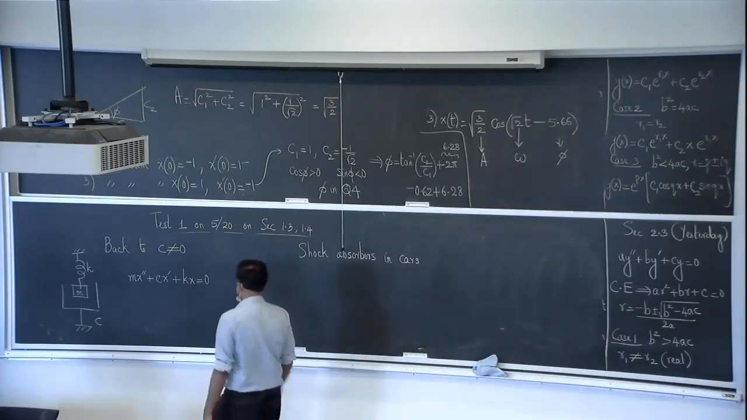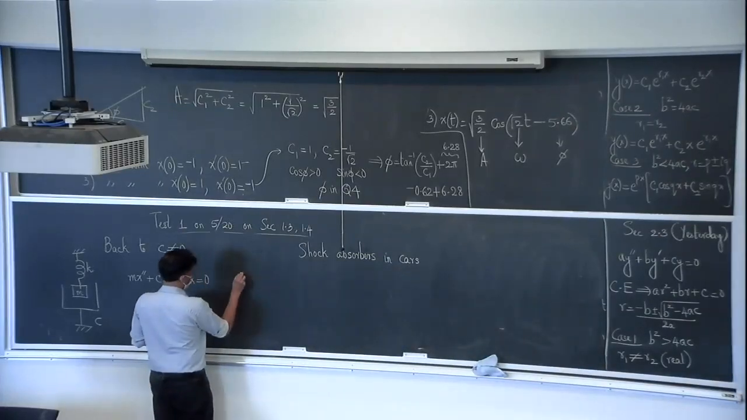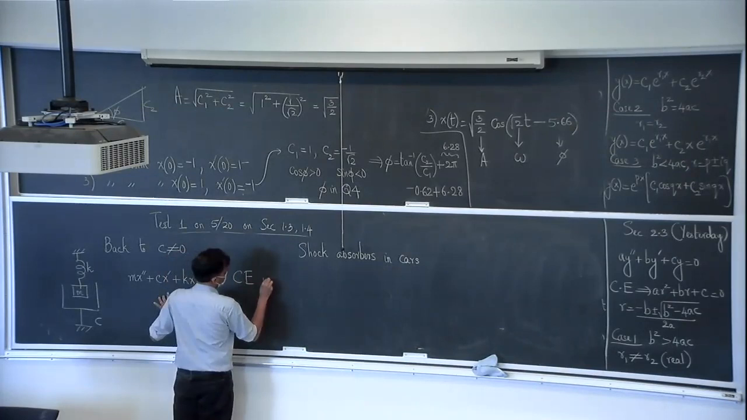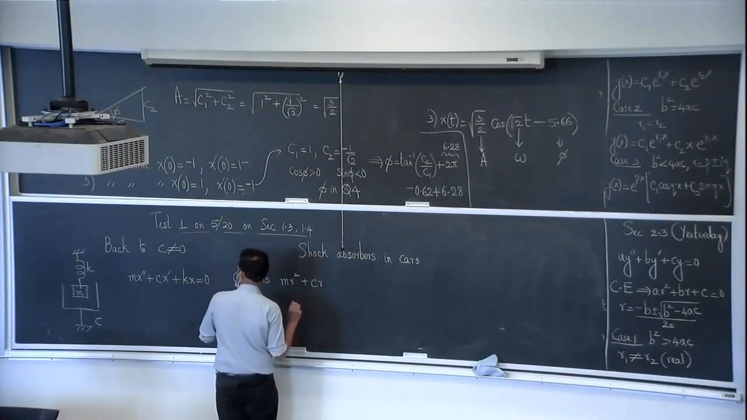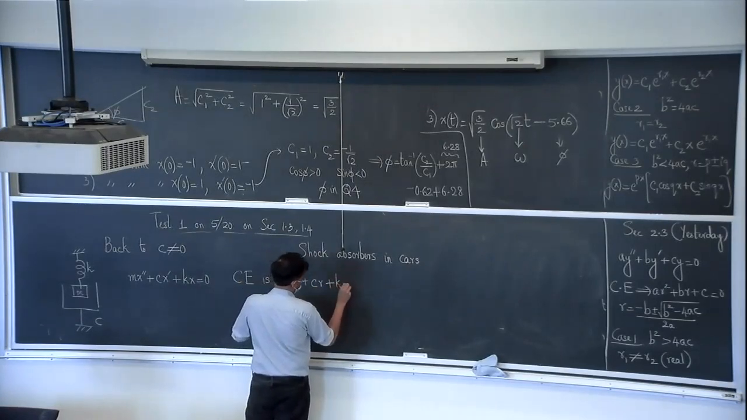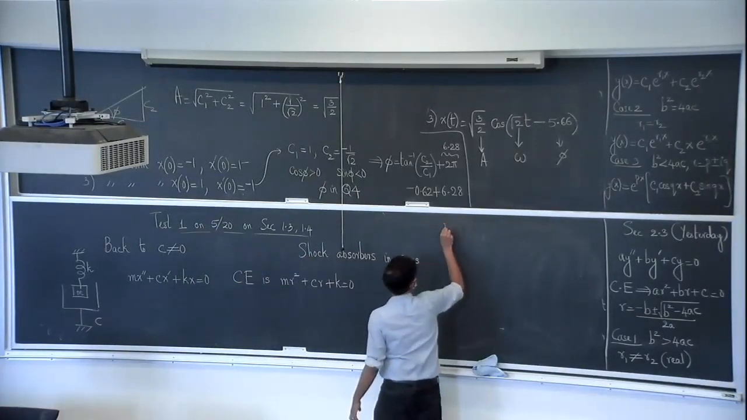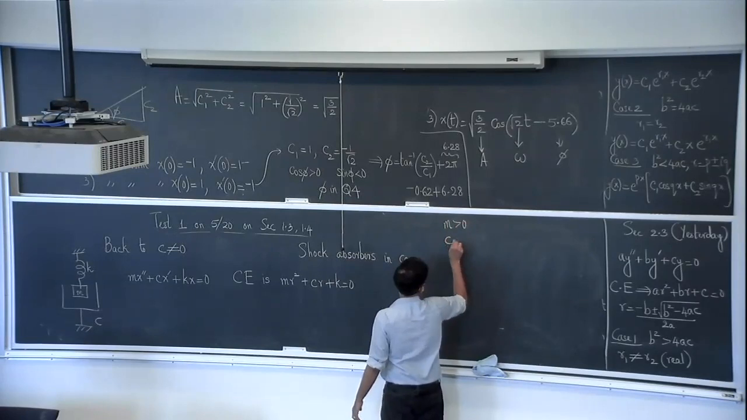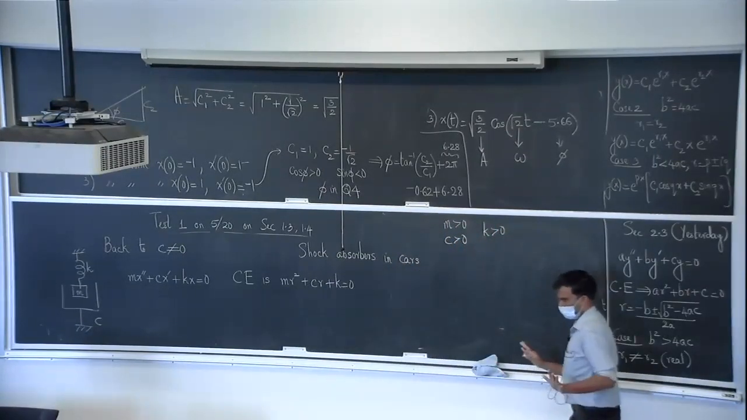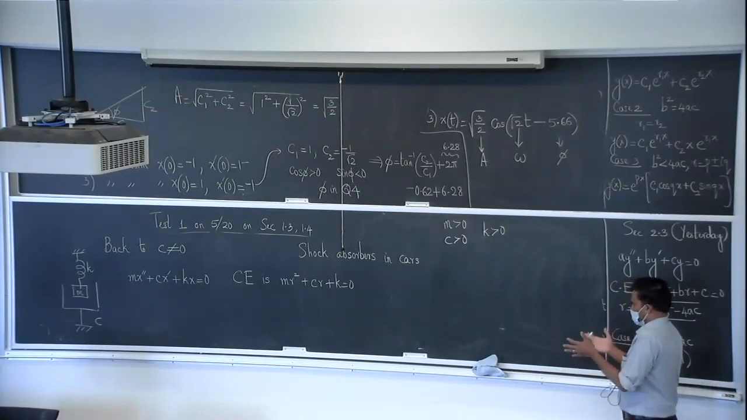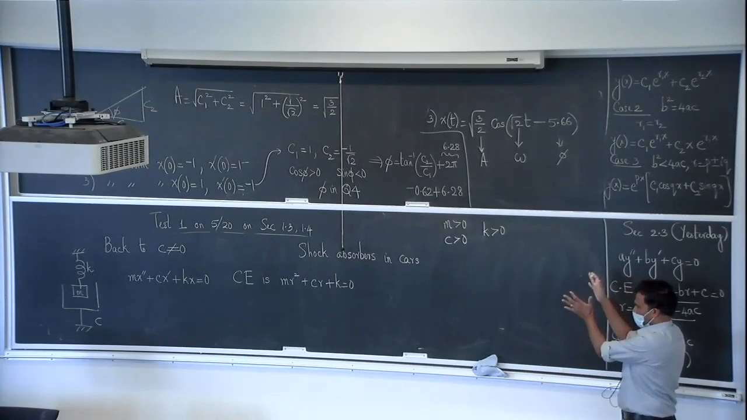All right, so let's start solving it. The characteristic equation is mr² + cr + k = 0. Please don't forget that all these letters are strictly positive. That is important because without it we cannot analyze this problem carefully. So all those things are strictly positive.